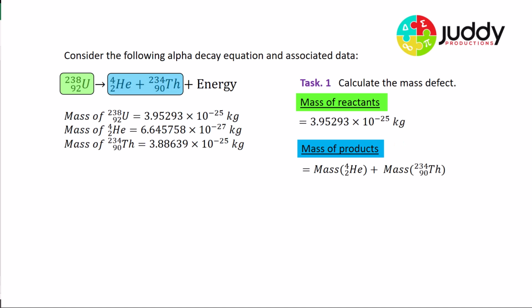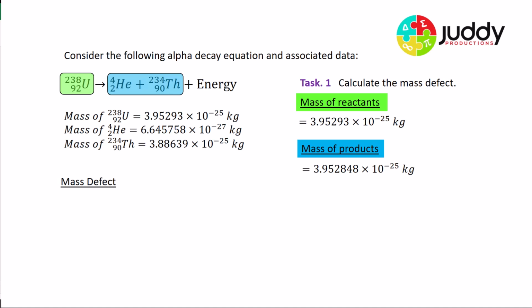Let's now consider the mass of the products highlighted blue. We have two isotopes here. One is a helium-4 nucleus, or an alpha particle, and the other is a thorium-234. And the mass of each is given in the data set to the left. That tallies to a total product mass of 3.952848 by 10 to the negative 25 kilograms. And as you can see, comparing that to the mass of the reactants, it's slightly less. It would appear that mass has disappeared.